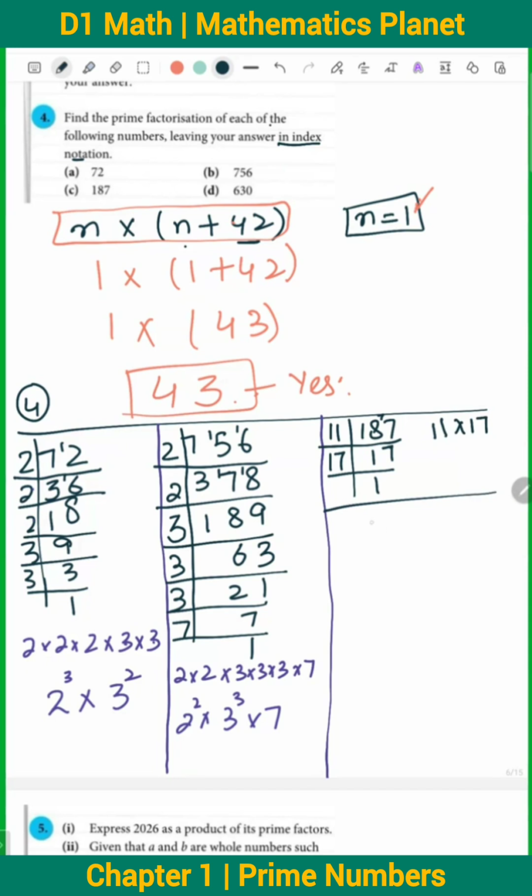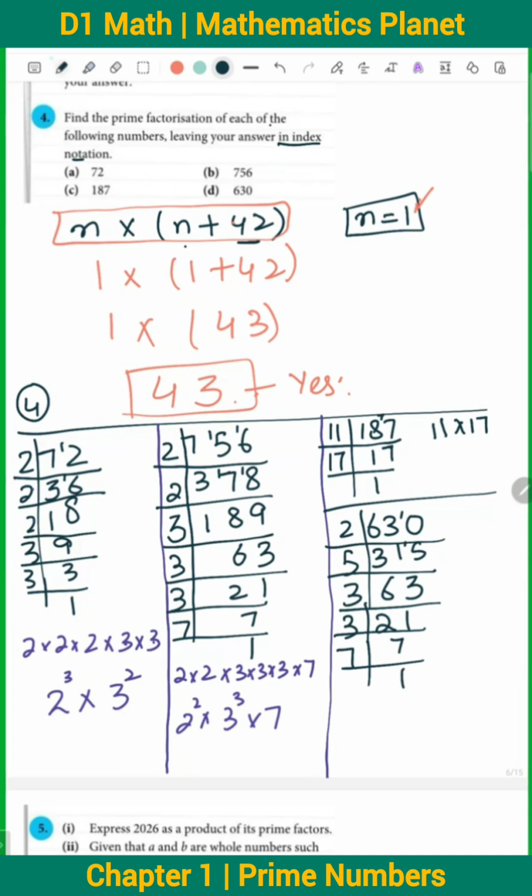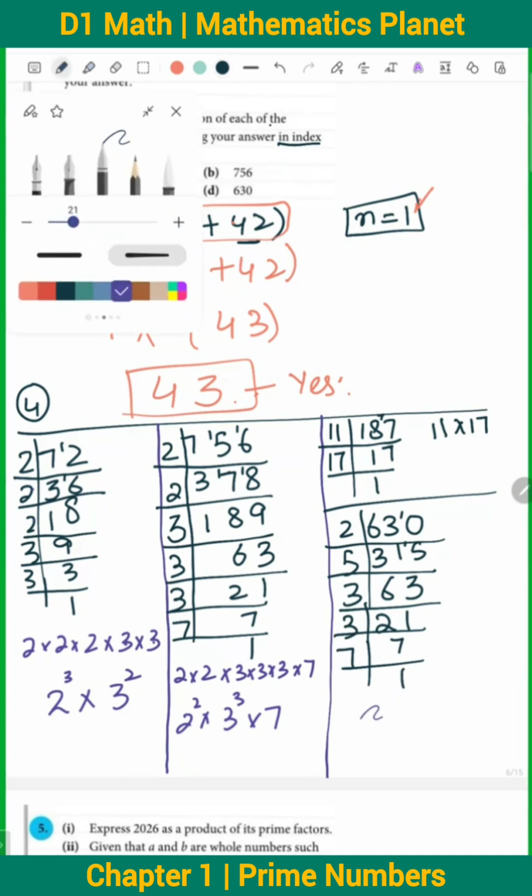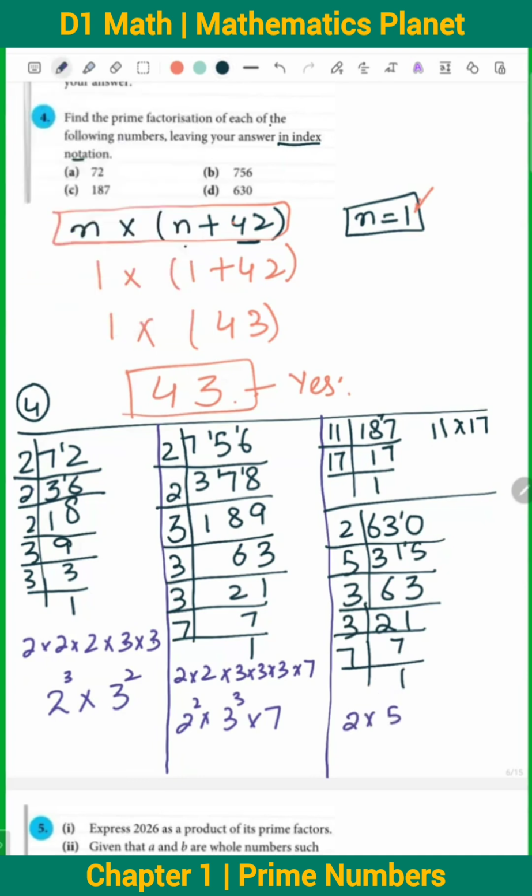Next question, 630. 2 times 3 is 6, 2 times 1 is 2, and 2 times 5 is 10. And next we can do with 5. 5 times 6 is 30, 5 times 3 is 15. 3 times 2 is 6, 3 times 1 is 3. 3 times 7 is 21. 7 times 1 is 7. So we can write it this way: 2 times 5 times 7 times, and 3 is coming 2 times, so I am directly writing 3 square.